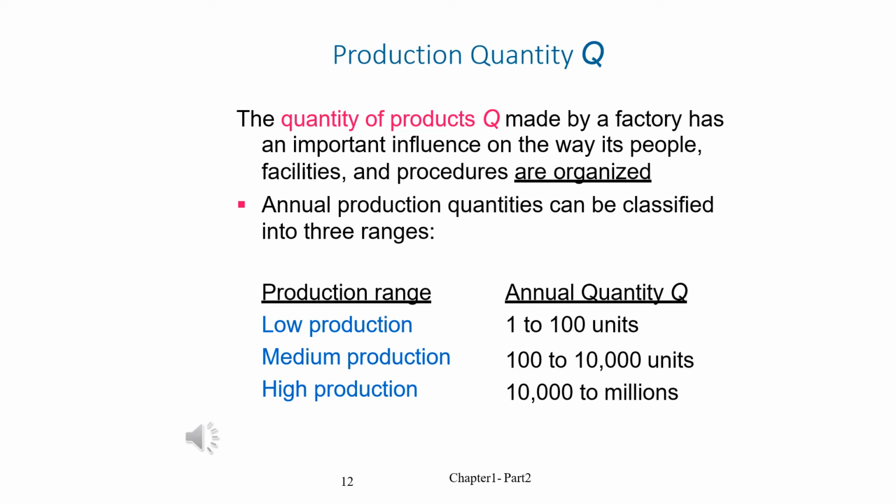This is production quantity. That's designated by the letter Q in economics. And I'll do a quick video on how price and quantity are related. Basic economics. It's how people, facilities, and procedures are organized that determines the quantity, right? And how much you're going to sell, right? And there are three ranges. I don't know where they come up with this one, but low production, less than 100 units. Medium production, more than 100 but less than 10,000. And high production, 10,000 or more.